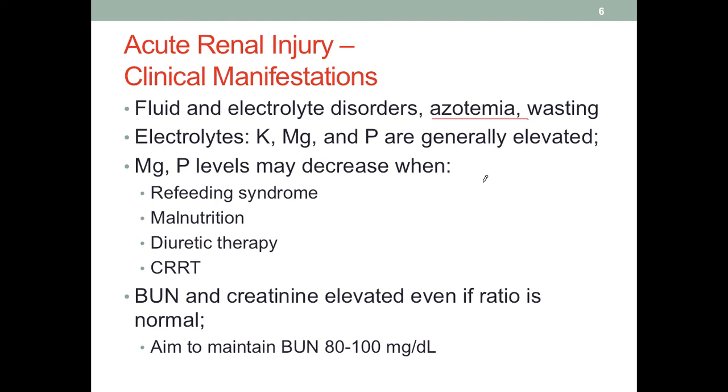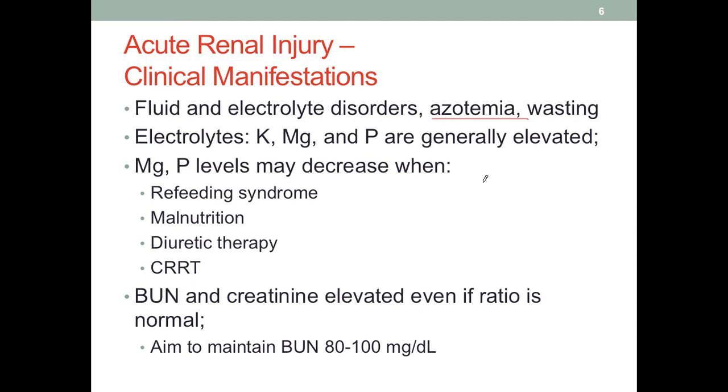Usually, the minerals we want to monitor are potassium, magnesium, and phosphorus. Often, they are elevated. However, there are conditions when the magnesium and phosphorus could decrease. For example, in the phase of refeeding syndrome, which we mentioned when we talked about nutrition support, specifically parenteral nutrition support, this is a condition that happens in long-term malnourished patients that are receiving additional nutrition support.